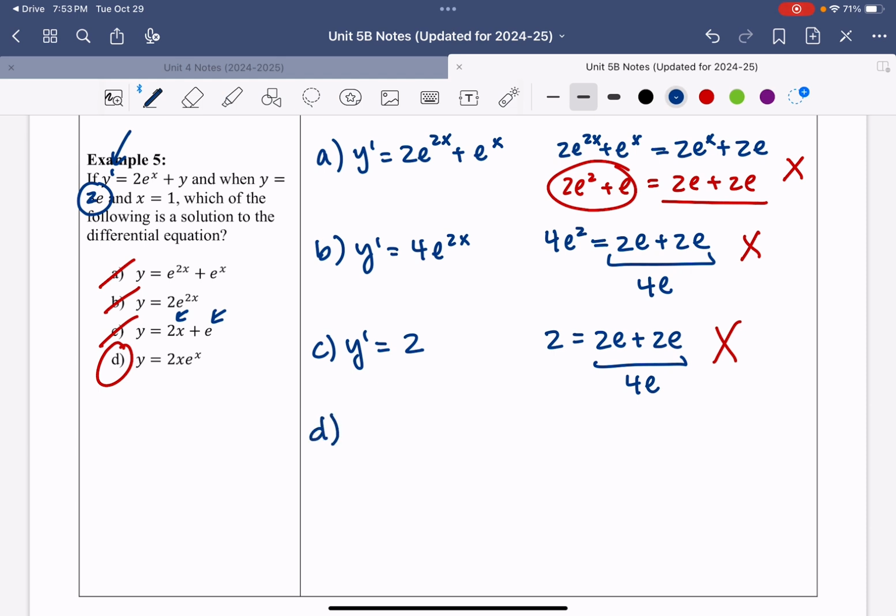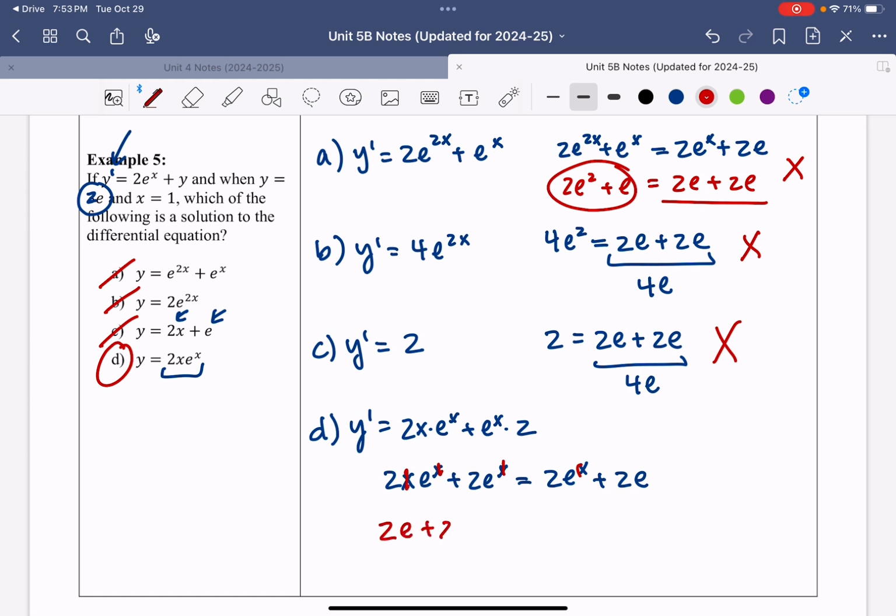So when I go to take the derivative of this, okay, y prime, I'm going to have to use a product rule here because I have an x times an e to the x. So first times the derivative of the second plus the second times the derivative of the first. Okay, so when we plug this in, I'm going to have a 2x e to the x plus 2e to the x. That's going to be equal to 2e to the x plus 2e. And then plugging in 1 for x, I'm going to have a 2e plus 2e is equal to 2e plus, hey look, 2e. So 4e will be equal to 4e. So it is D, like we thought it would be.